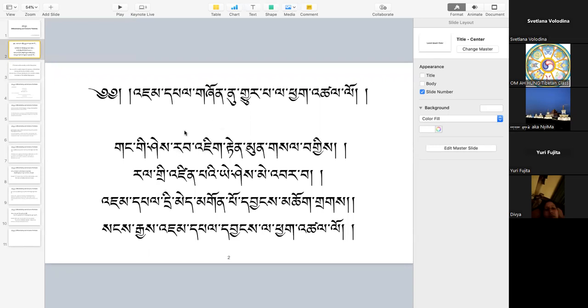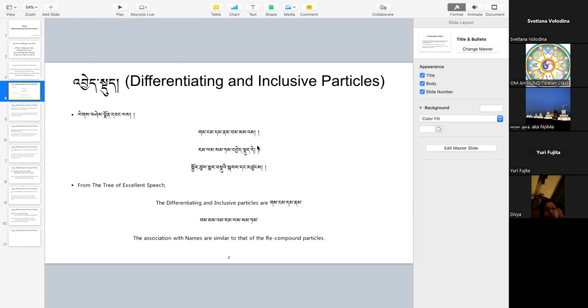So we're taking this verse as an auspicious verse to begin our class today. May all of us, by the blessing of Manjushri, be able to benefit from this class. Okay, so Chedu, differentiating and inclusive particle.